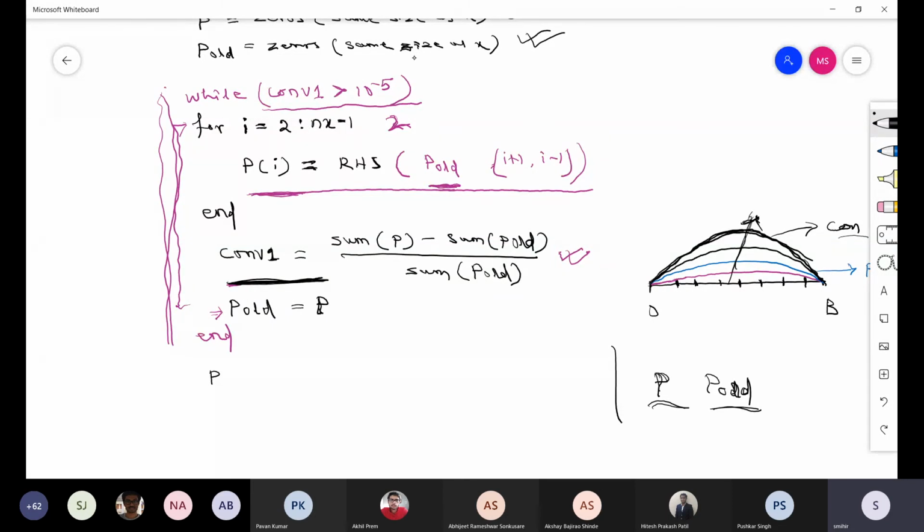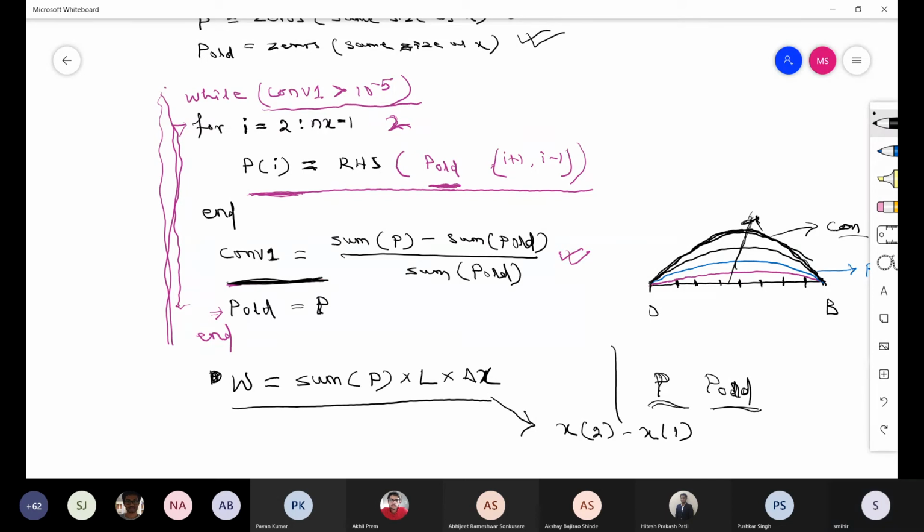Now what is load carrying capacity? Then you calculate W equal to the integration of P over L dx. In MATLAB, you can go for numerical integration methods, but I suggest it is not required, because if you take a higher number of node points, the summation will do the trick. So go for sum of P into L into delta X. This delta X is your division, which you find as x2 minus x1. So this will give you the load carrying capacity.